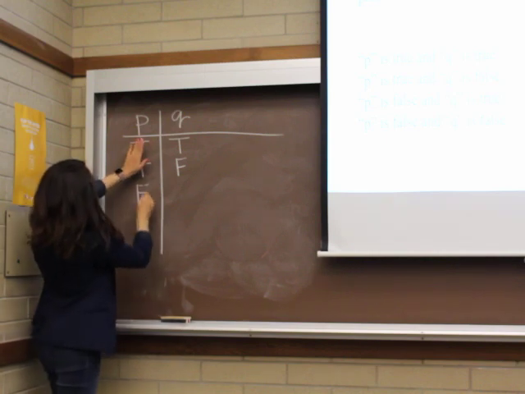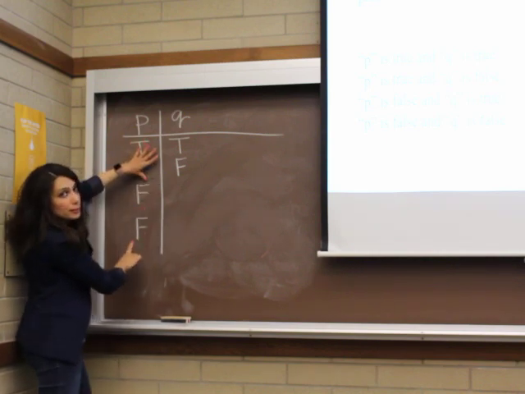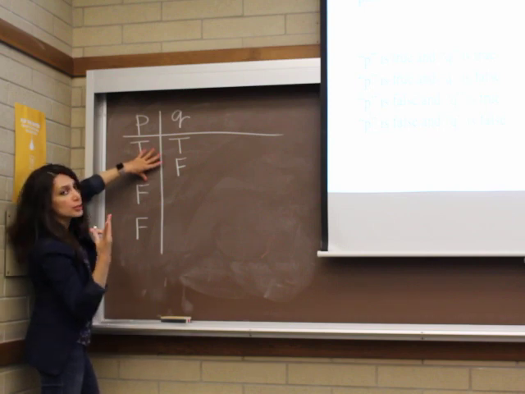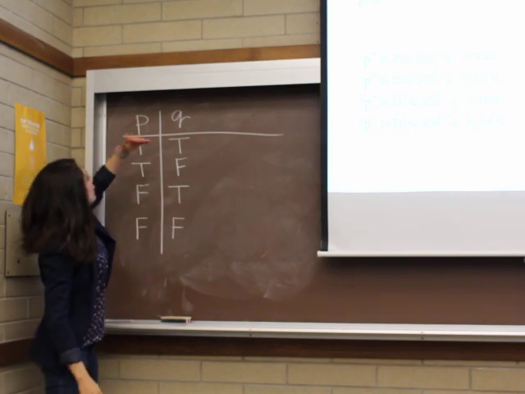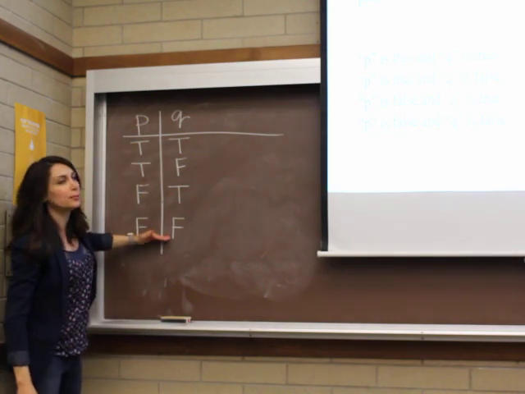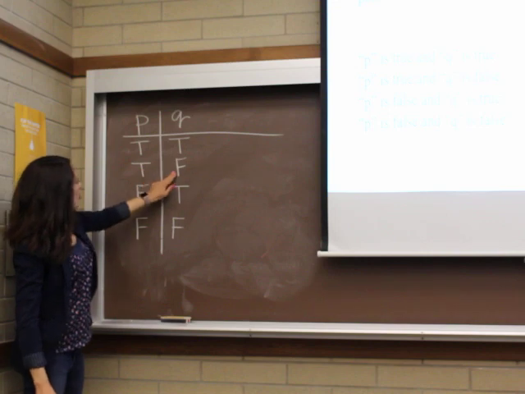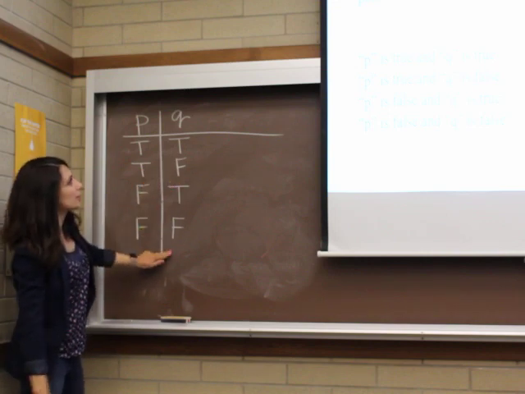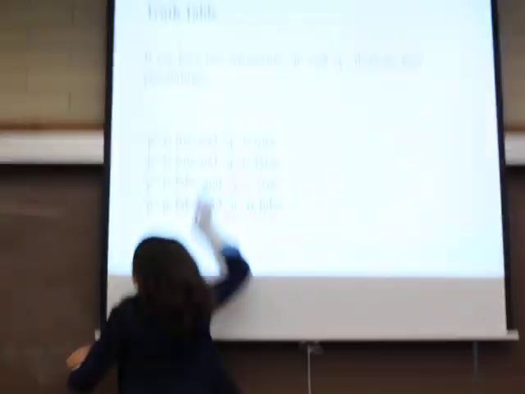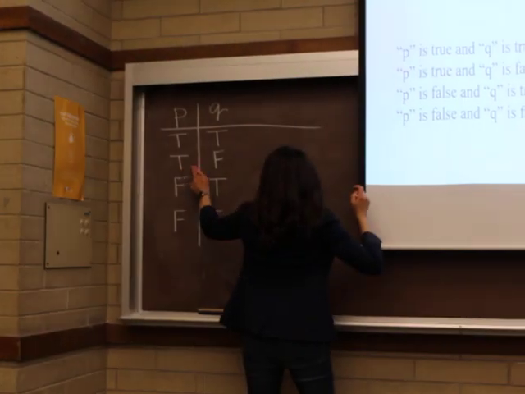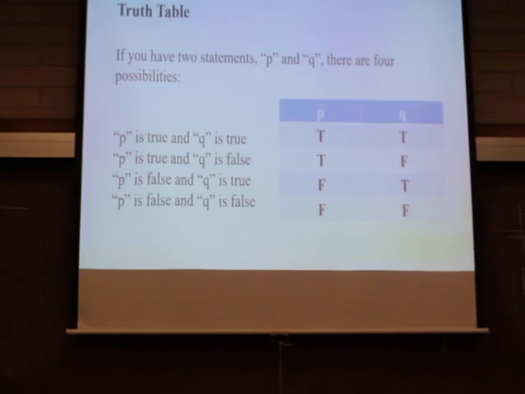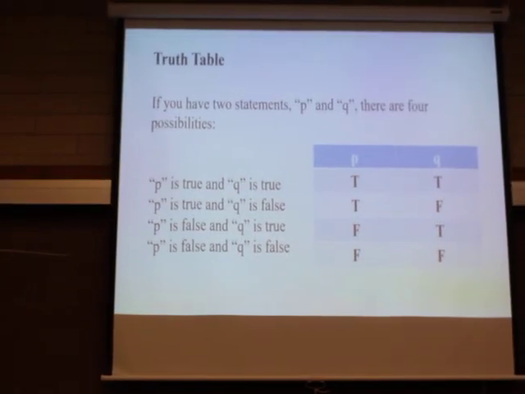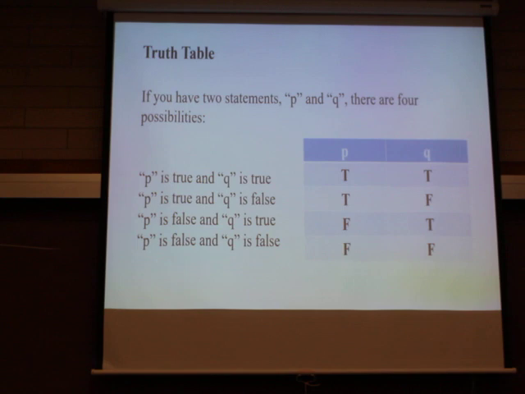Now let's focus on the case that P is false. When P is false, you have only 2 options for Q. It's either true or false. As you see now, I have 4 possibilities: true, true; true, false; false, true; false, false. So P is true, Q is true; true, false; false, true; false, false. 4 possibilities. Here you go. And this is a truth table for P and Q.